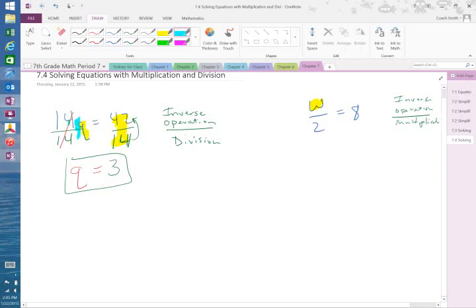When there's a number right next to a variable, it means to multiply as long as there's not a sign in between the two. So the original problem was 14q equal 42. So this right here, I have to be doing some type of mathematical operation. The only one that I can be doing, since there's no sign in it, is multiplication. And so I know it's multiplication. So I know the inverse of multiplication is division.